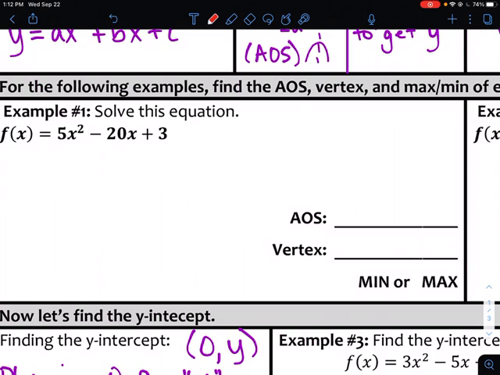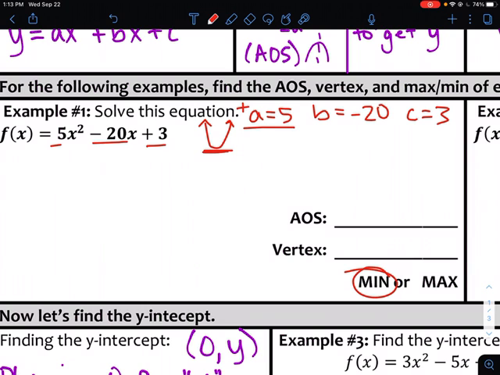So let's see how that looks here. I'm just going to pull my a, b, and c first off. So when I look at this equation, a is 5, b is negative 20. Make sure you keep the signs with it. And c is positive 20. So if I want to find min or max, I can do that first, and that's quick. We look at if a is positive or negative. Well, a here is positive, so we're going to be looking at an opening up parabola because of that. So that will have a low point, a minimum.